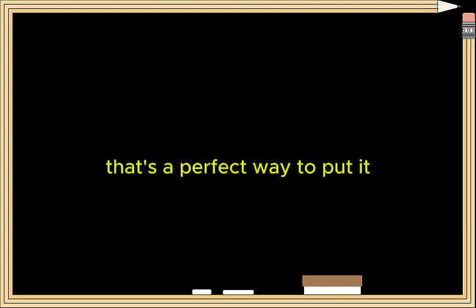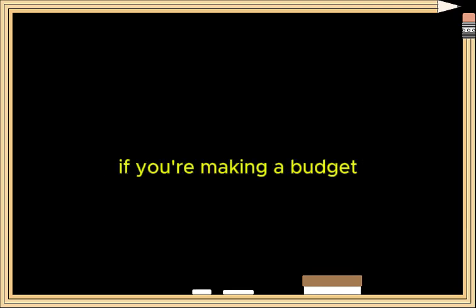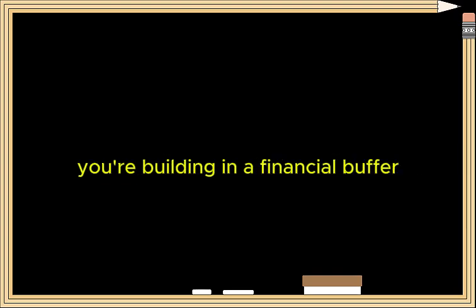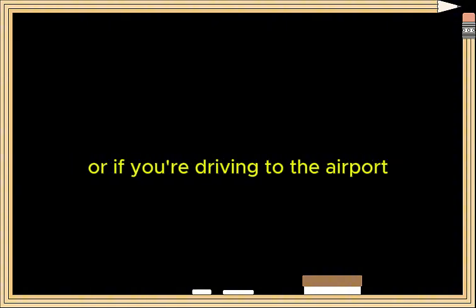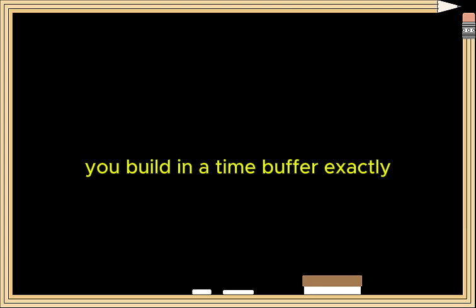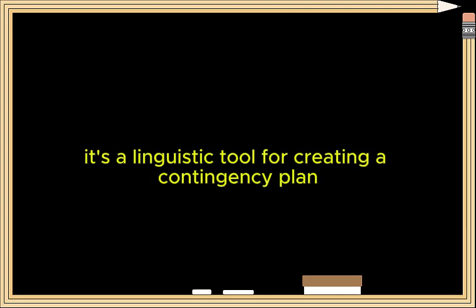That's a perfect way to put it. If you're making a budget, you should always allow for unexpected emergencies, like a medical bill. You're building in a financial buffer. Or if you're driving to the airport, you need to allow for traffic. You build in a time buffer. Exactly. It's the linguistic tool for creating a contingency plan.